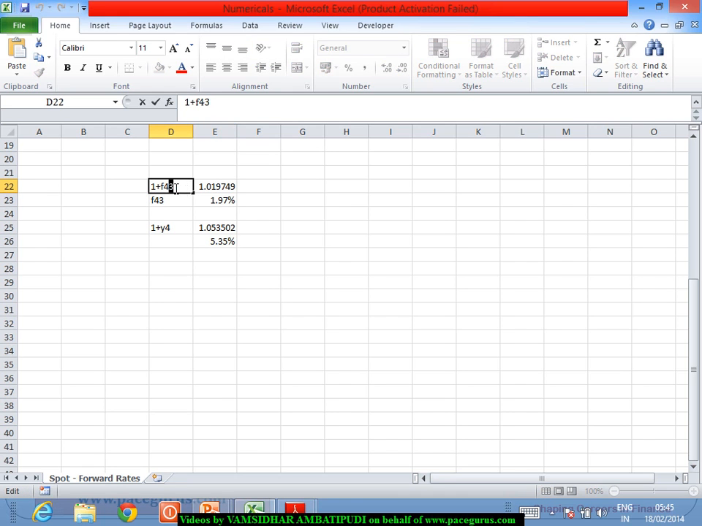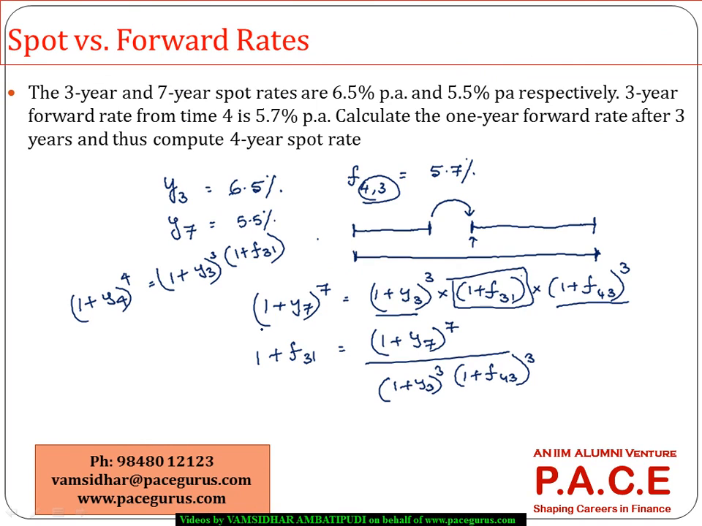So this is F31, the 1-year rate after 3 years. So this again works out to F31 is this much. So the 4-year spot rate through this mechanism is 5.35%. Using these numbers, I can again find out the value of the bond or any other instrument which involves the interest rates through a similar process itself. So getting a comfort level in terms of these computations is very important to get a hold on this subject.